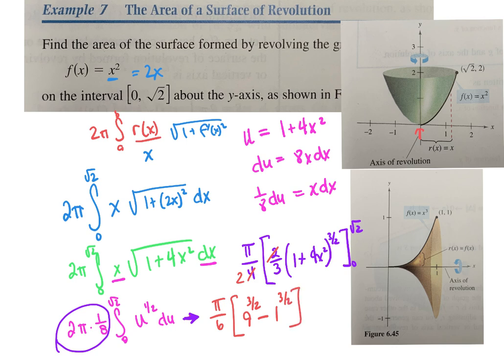9 to the 3/2 is much easier because it actually has a square root. The square root of 9 is 3, cubed is 27. Minus 1 would give me 26. So I get pi over 6 times 26. And then you can, of course, cancel those, 3 and 13. So we get 13 pi over 3.